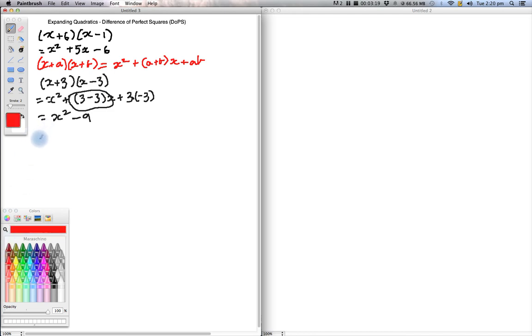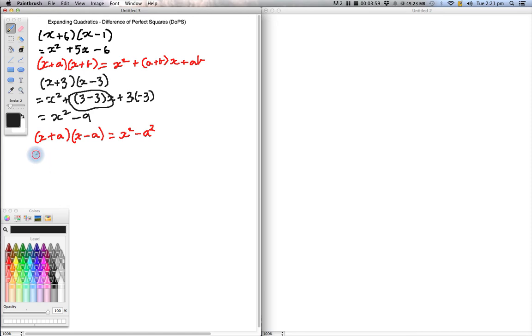Whenever we've got x plus a number, multiplied by x take away that same number, it's always going to equal x squared, then take away whatever the number was squared. Take away a squared. That will always be the result. Let's do a couple of examples now.